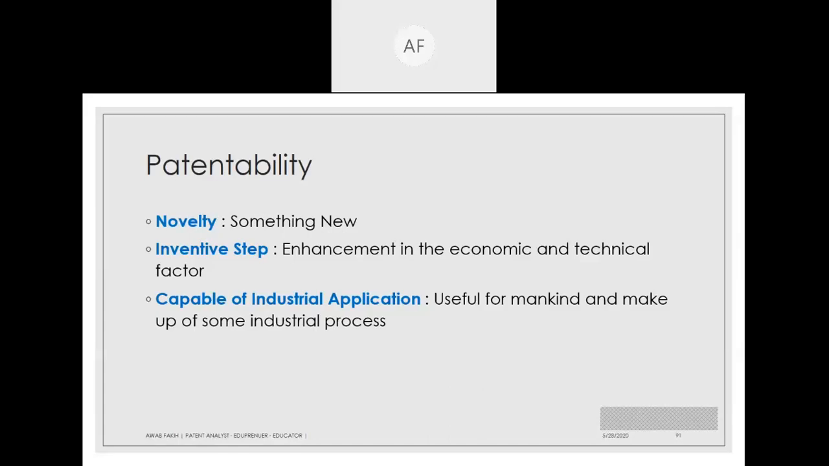So again, last question to you, what is the number of countries in the Paris Convention? Number of countries? Yes, amazing. So let's go with this.